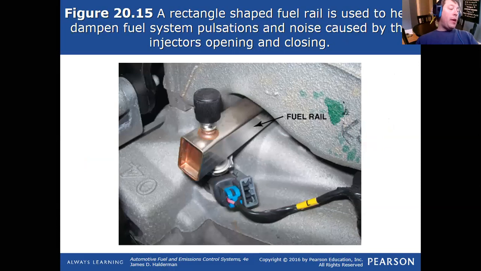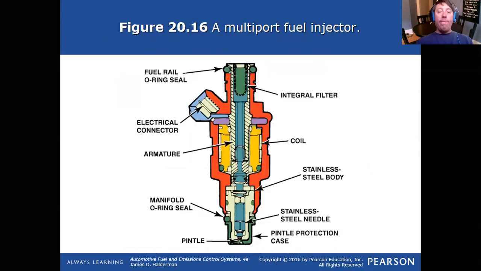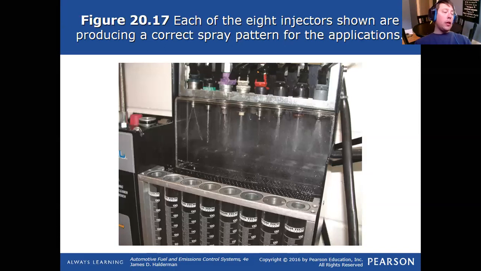There's a picture of that fuel rail I talked about on page 264. Rectangle fuel line. There's your fuel injector, your connector. You can see two wires going into it. Another diagram of a fuel injector, a multi-port injector. All right, let's talk about this illustration here. Figure 20-17, fuel injector spray patterns.